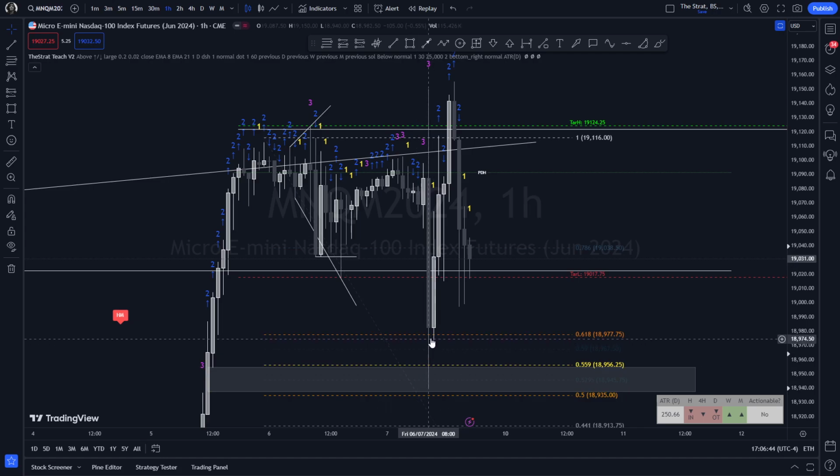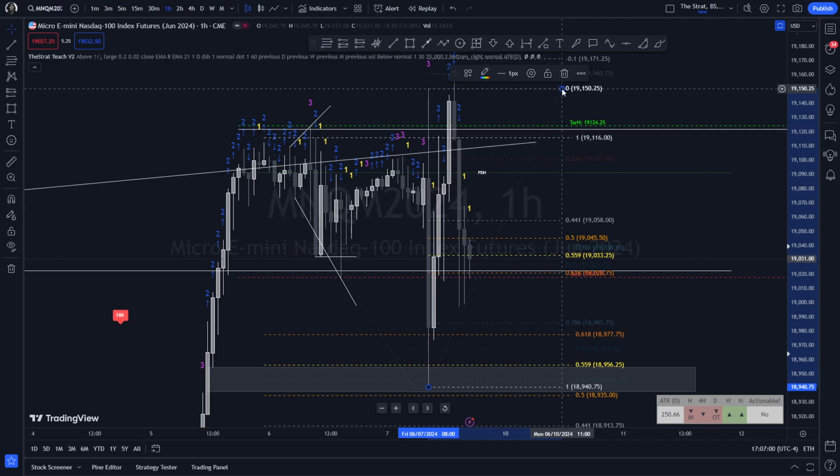Had a lot of buyers sitting right here. So what am I anticipating next? Either a pullback to the downside from here, the 50% retracement. So I would say from here to here, it's going to be approximately right here. The way I pull them, if I'm trying to short, I will pull from the bottom to the top, and vice versa.